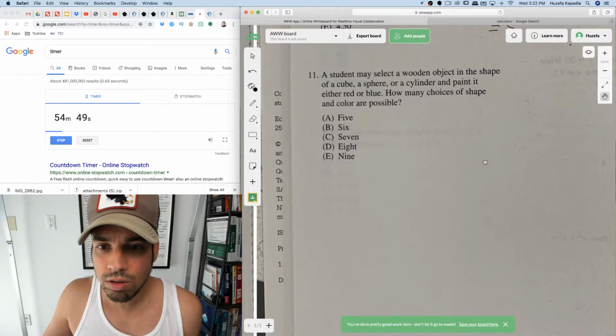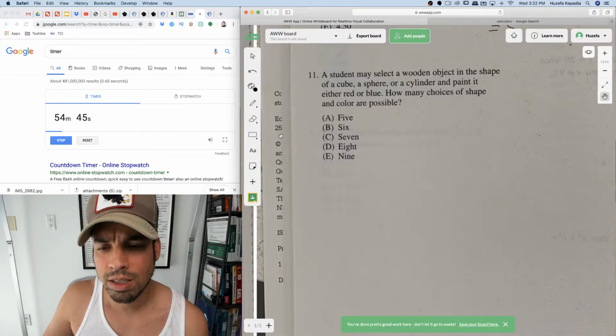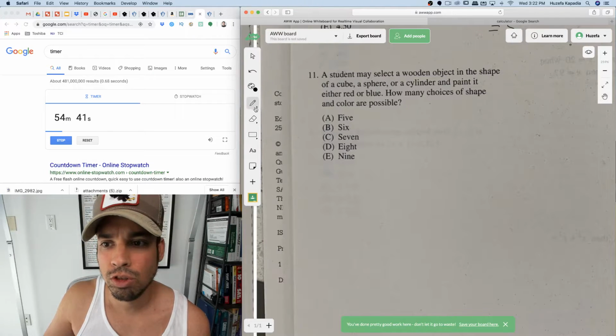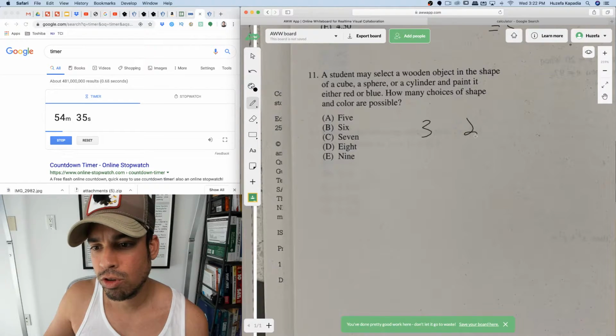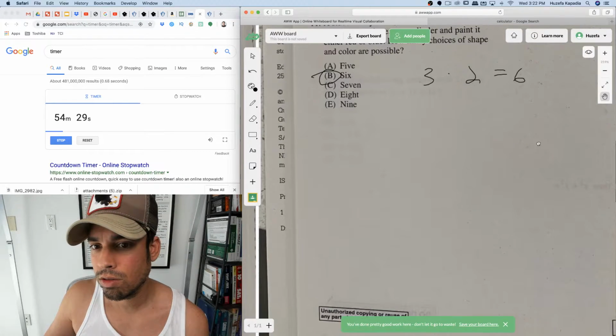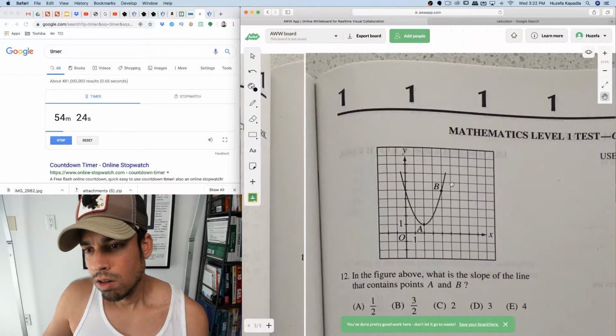A student may select a wooden object in the shape of a cube, sphere, or cylinder, and paint it either red or blue. How many choices of shape and color are possible? So she can do 1, 2, 3. So 3 options for shape, and red or blue, 2 options for the color. So 3 times 2 equals 6. Done. That's a combination question. All right, next.